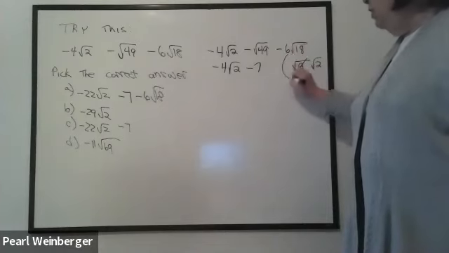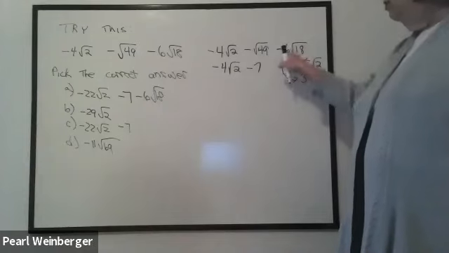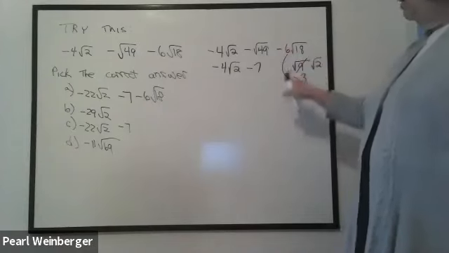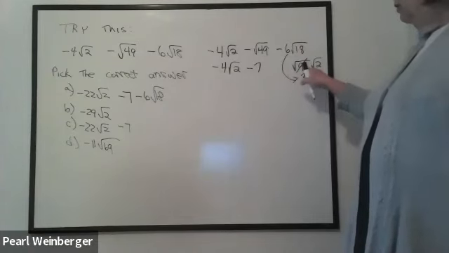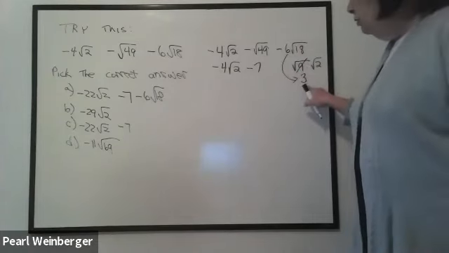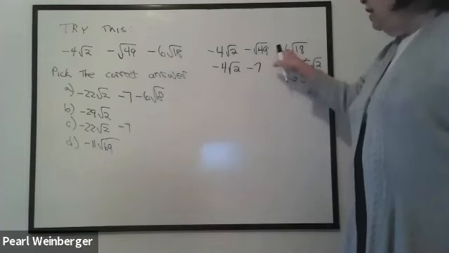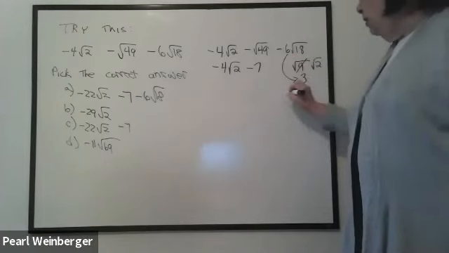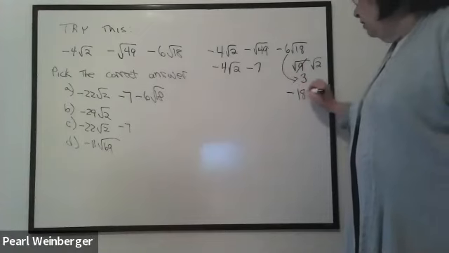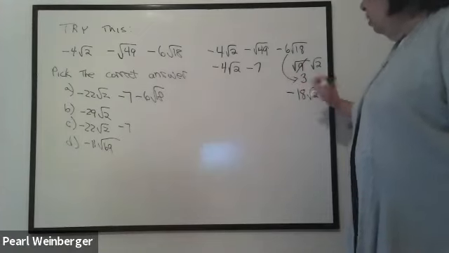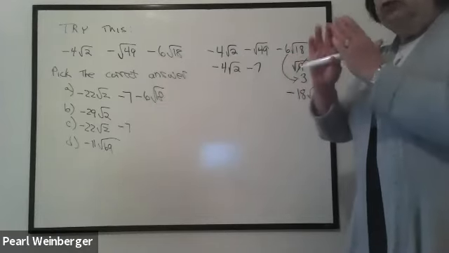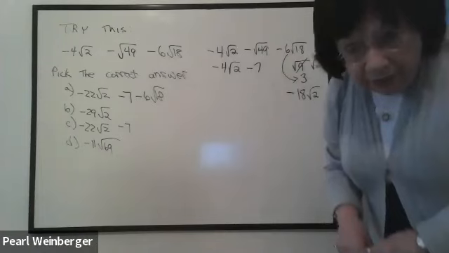Don't forget, when you have a number outside a radical, you can't multiply it with a number inside. But now that I've simplified this, this 3 is no longer inside the radical, so I can now multiply this -6 times this 3. So that will give me -18 radical 2. Remember, this means multiplication. It's not addition because you have them right next to each other.